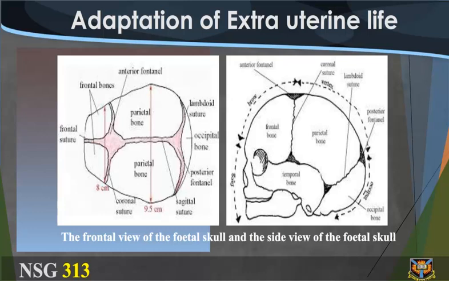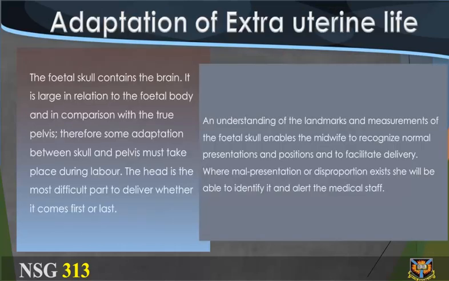A diagram of the frontal view of the fetal skull and the side view of the fetal skull. The fetal skull contains the brain. It is large in relation to the fetal body and in comparison with the true pelvis. Therefore, some adaptation between skull and pelvis must take place during labor. The head is the most difficult part to deliver, whenever it comes first or last.